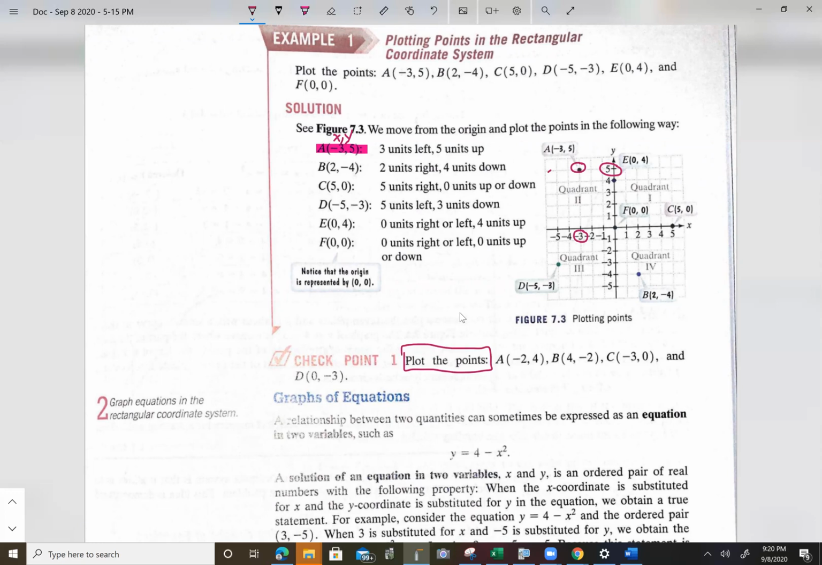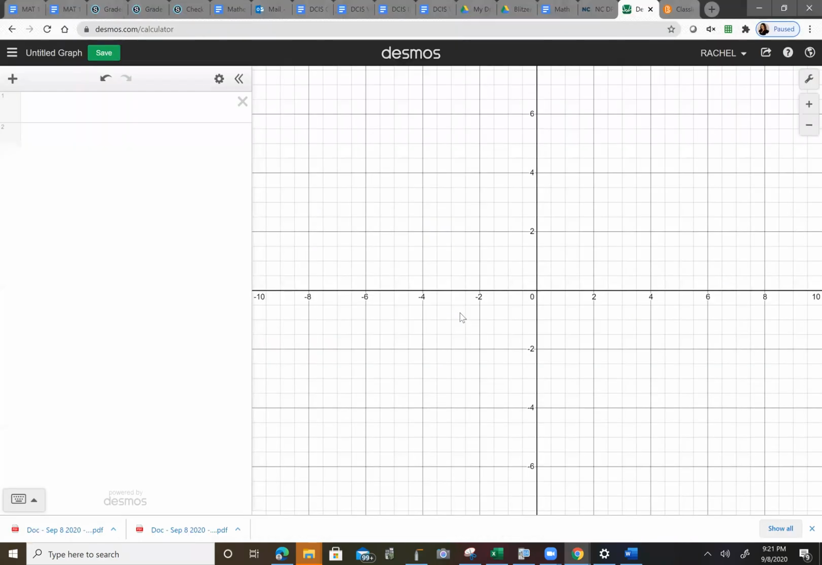You can always help yourself out, check yourself out by taking, if we're looking at that checkpoint, point A is at -2, 4. You can always go to Desmos, the graphing calculator, and I would just put that in as -2, 4. Okay, and it plotted that point for me. You can even put a label on it, and you can see -2 on the X and then up the Y axis for 4.